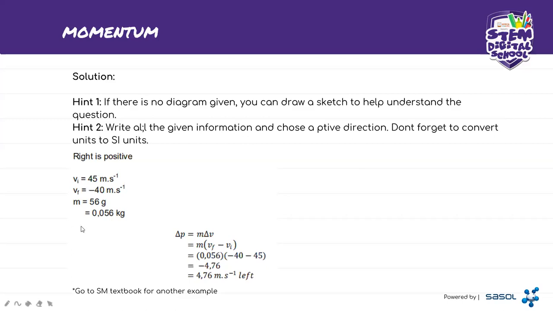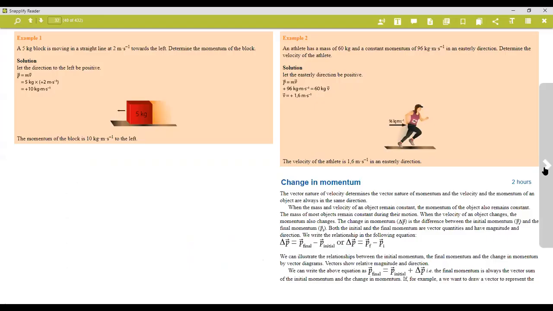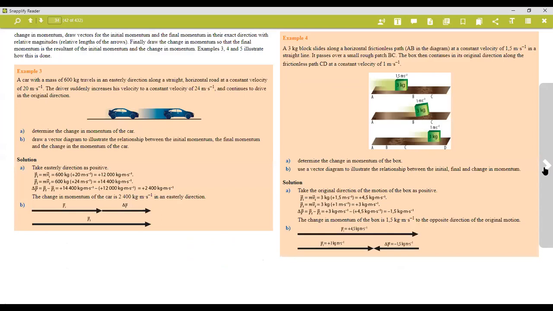so I don't know if we can go and see another example on the Study and Master textbook. There we have it. So here we've got another example. It says here, a car with a mass of 600 kilograms travels in an easterly direction along a straight horizontal road at a constant velocity of 20 meters per second. So the driver suddenly increases his velocity to a constant velocity of 24 meters per second and continues to drive in the original direction. Okay, so which case are we working with here?